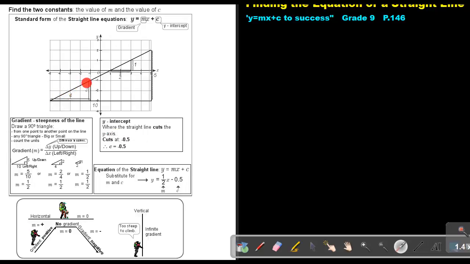Now, if you look, here is the straight line, and it cuts the y-axis. Can you see there? So what will it be? Negative 0.5. So therefore, the value of c will be negative 0.5. So what is the equation of the straight line? It's y equals a half x minus 0.5. And that is the equation of a straight line. The value of m is a half and the value of c is not 0.5. It's negative 0.5. Grab that sign.